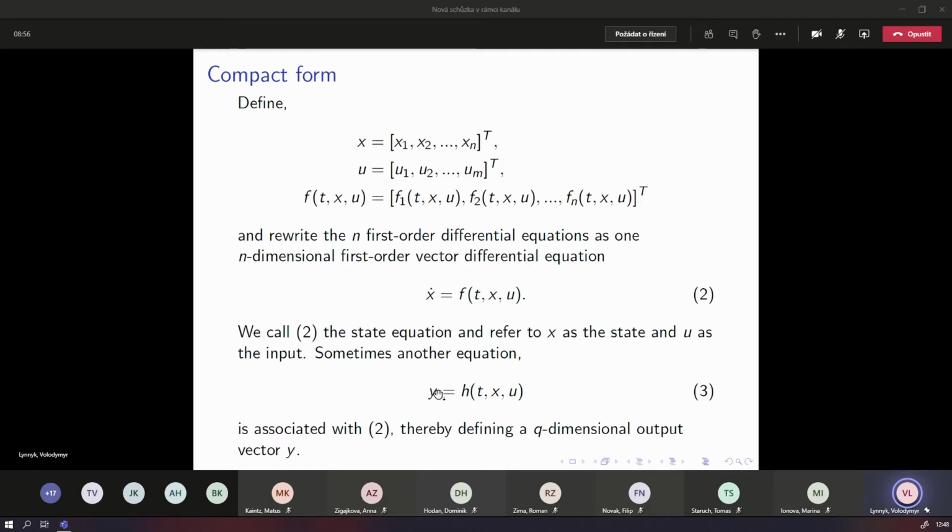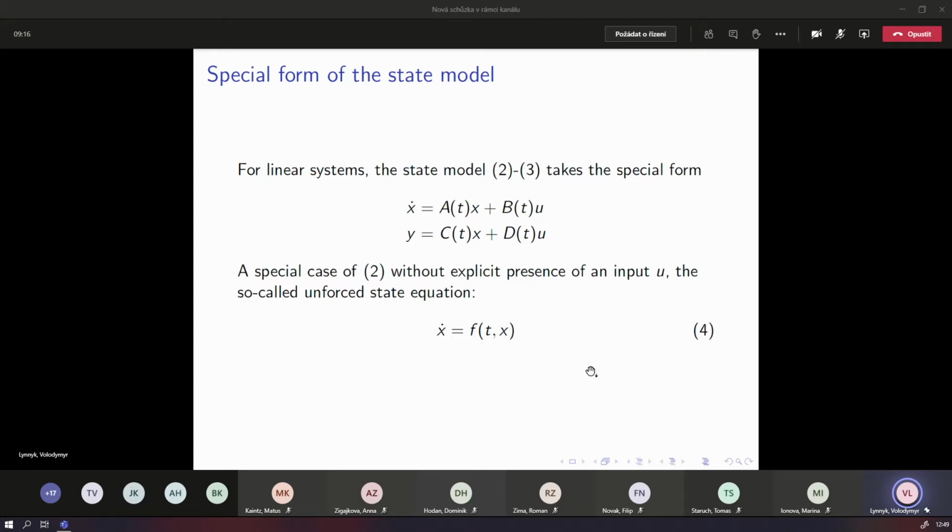Sometimes another equation, y equal to h of t, x, u, is associated with equation 2, thereby defining a q-dimensional output vector y. Okay, special form of the state model. For linear systems, the state model takes a special form. A special case of equation 2 without explicit presence of an input u, the so-called unforced state equation, is x dot equal to f of t, x.